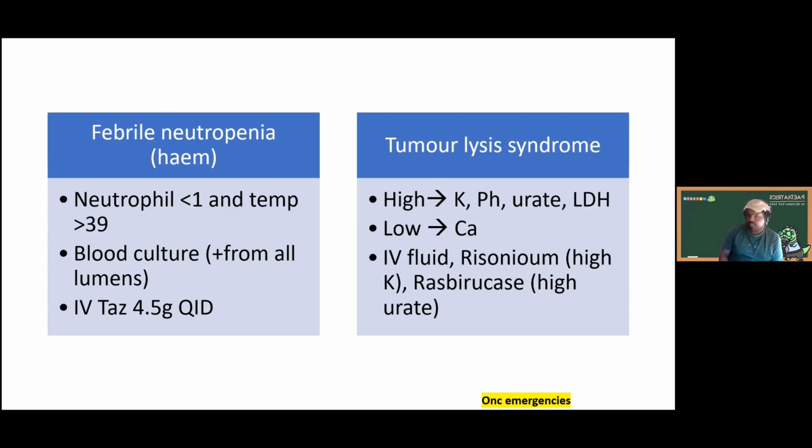In terms of tumor lysis syndrome, this is really an effect of cells that are lysing. So 2 things happen here. You get high potassium, phosphate, urate, and LDH, and you get low calcium. So in these patients, you want to give them IV fluid.